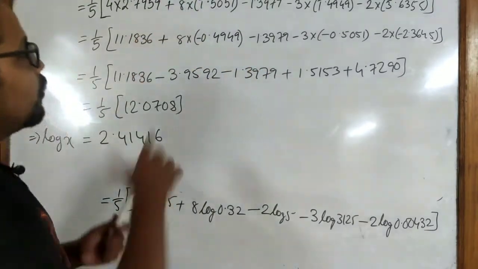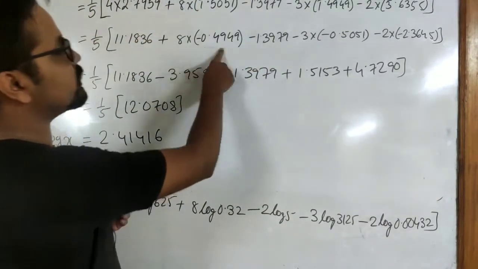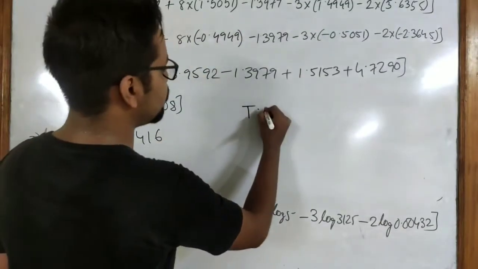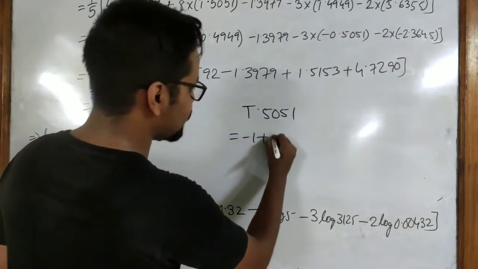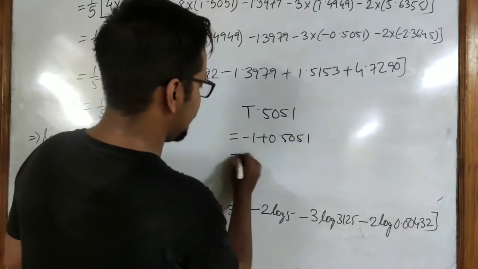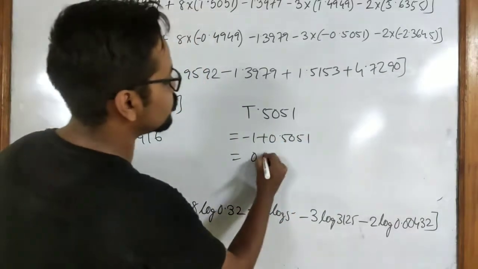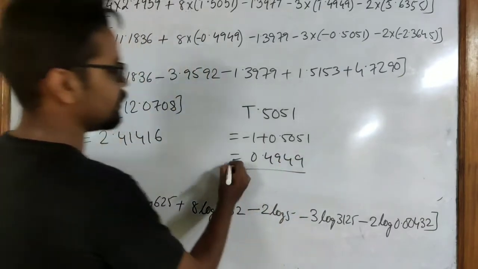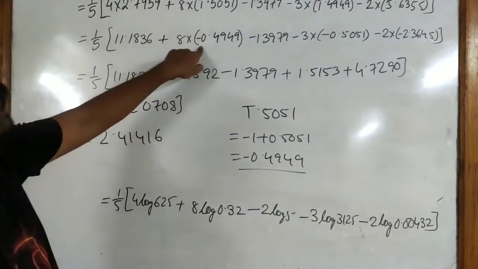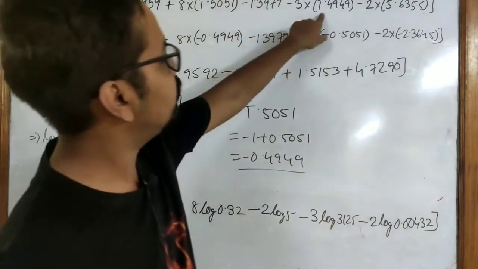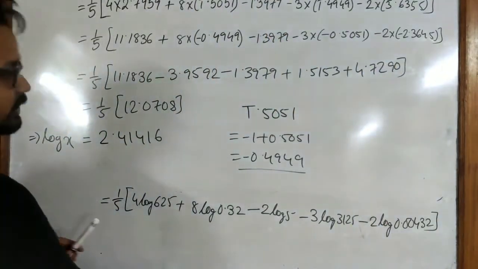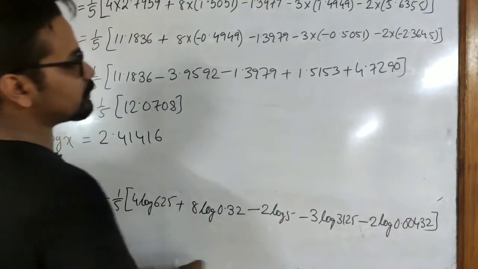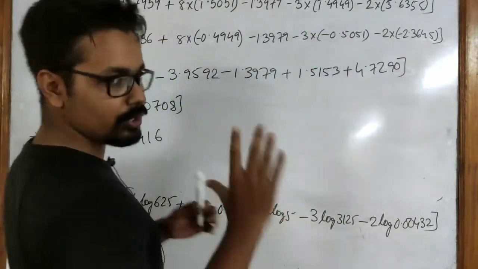So what we need to do, suppose I want to convert this to this, how do I convert? 1 bar 0.5051 means what? It means -1 plus 0.5051, and -1 plus 0.5051 is -0.4949. So that is what we have done. We have converted everything into a negative value. So that's how we convert. If you are confused, this is exactly the same. I am showing you everything.